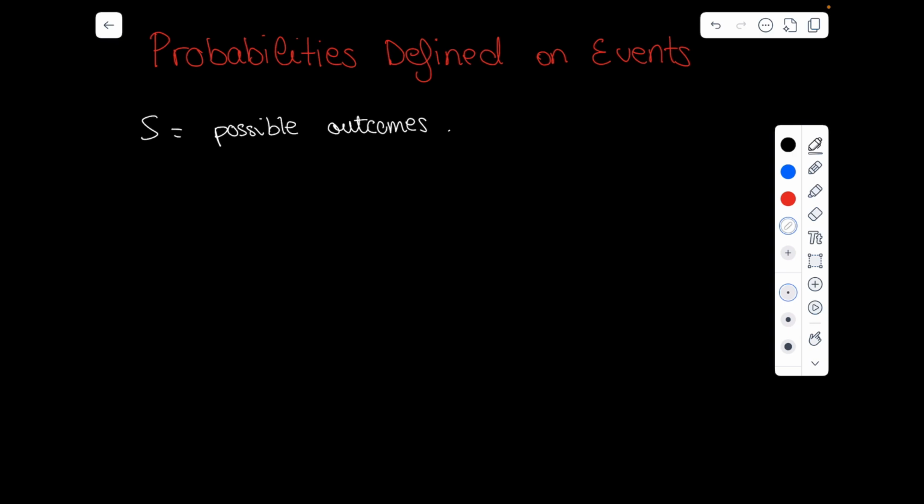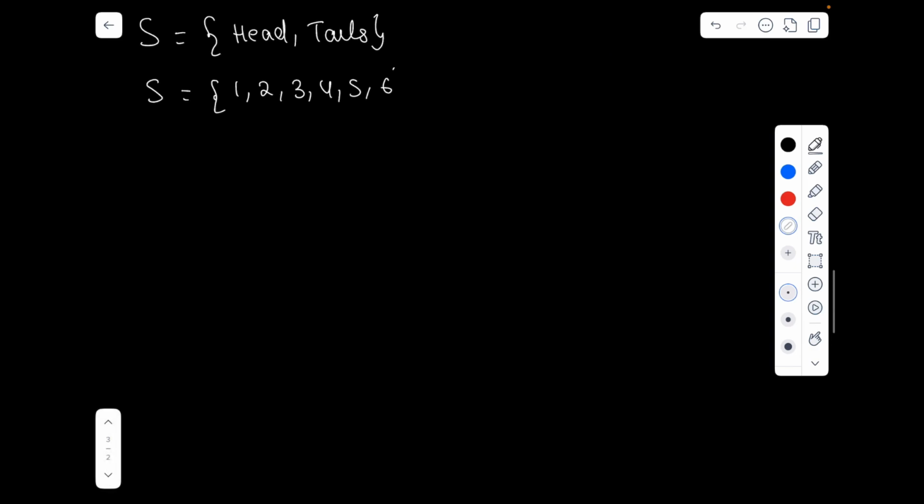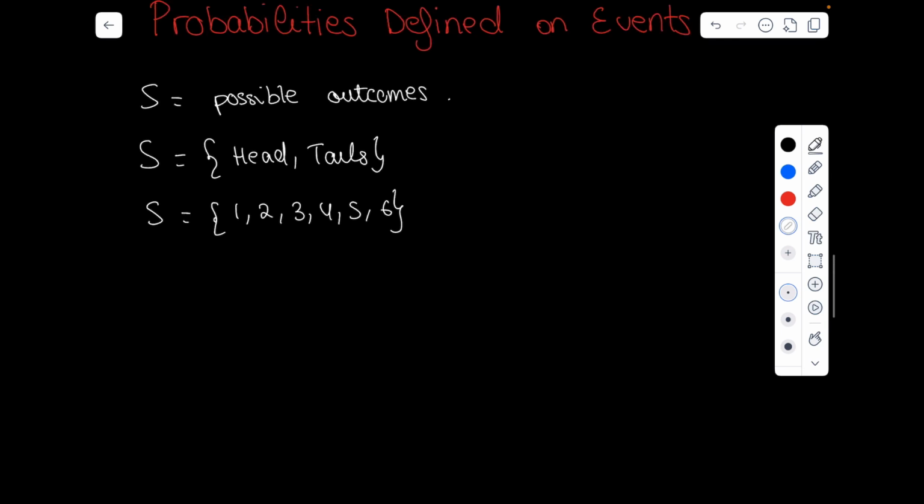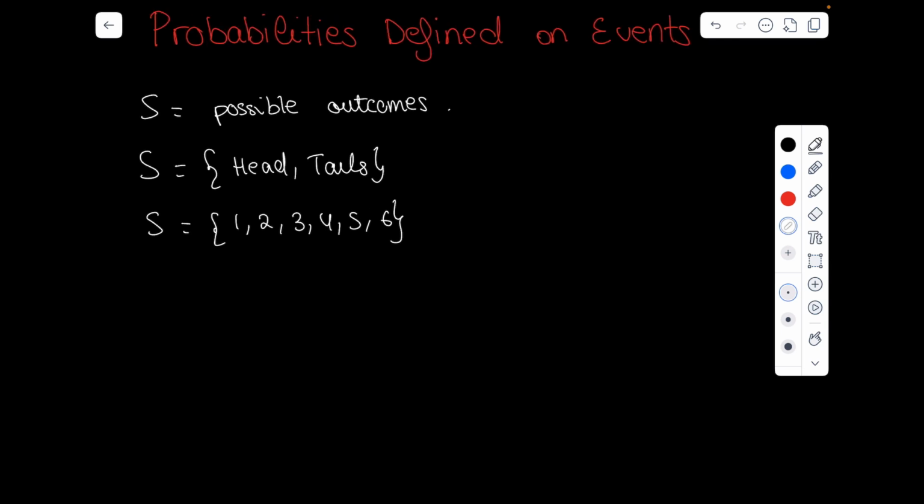For a coin, the sample space would be heads or tails. And for a die, the sample space would be 1 through 6. An event is simply something we care about, like getting an even number or getting heads. So an event is just a subset of the sample space.